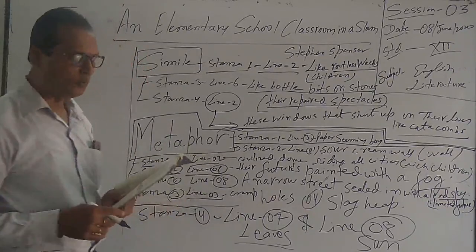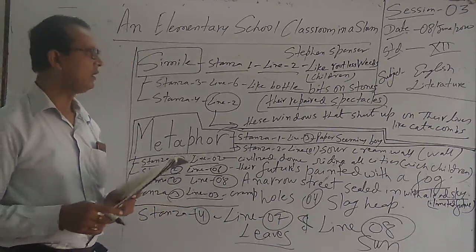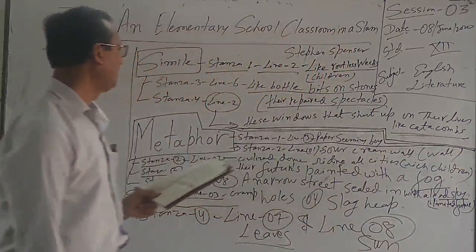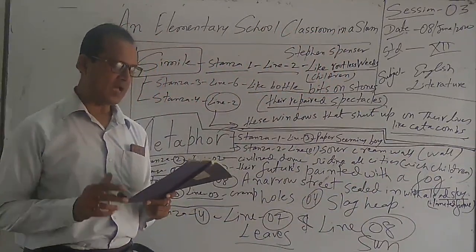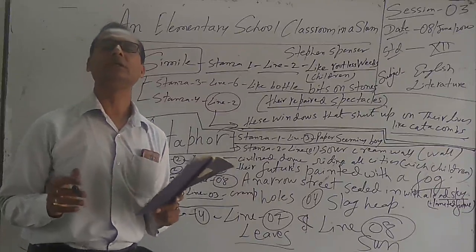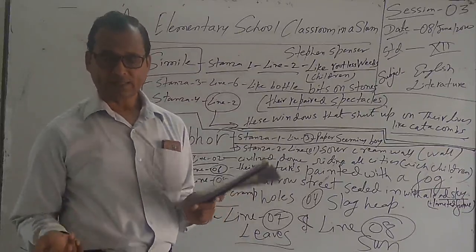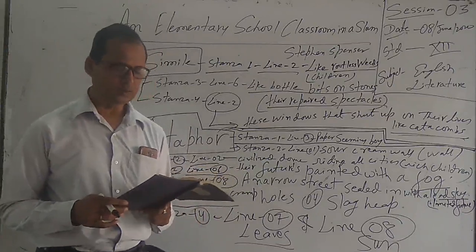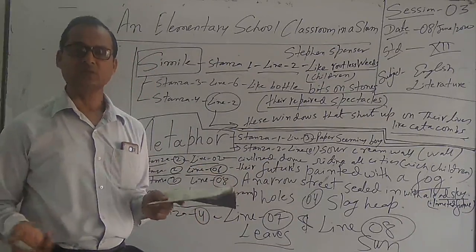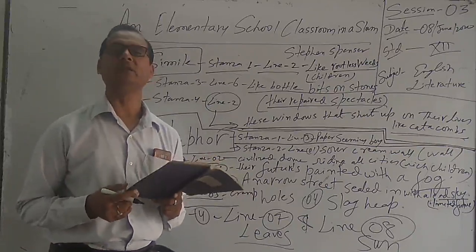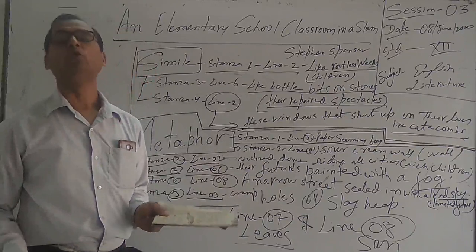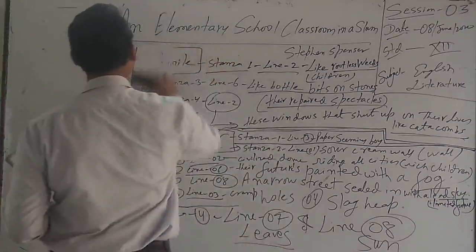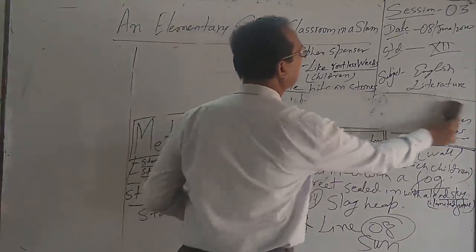Now in stanza 4, line 2, "these windows that shut up on their lives like catacombs". Here in stanza 4, it shows that their windows are not clearing the direction of their life. They are limited in their area, so their life is not good. They should be given a chance by a governor, by the inspector, by the minister, to see the open world out of their own world. So we have seen each simile, and we have completed our simile.